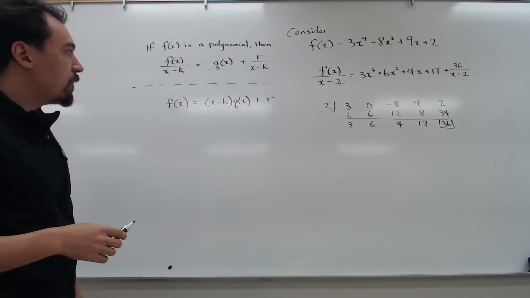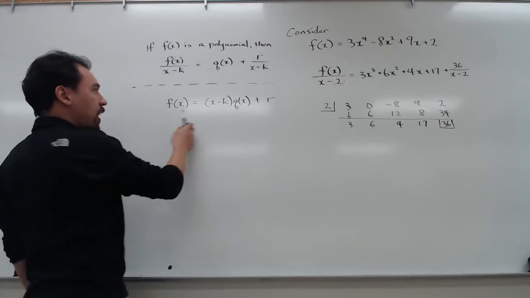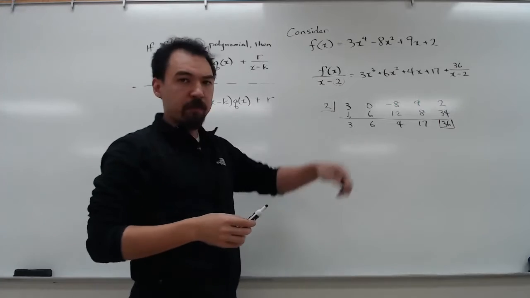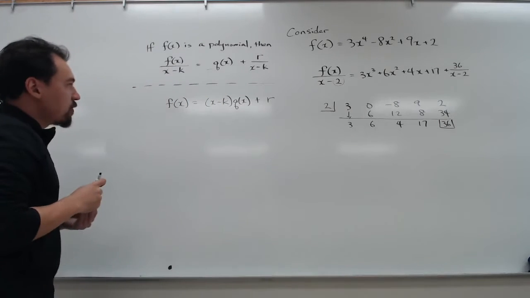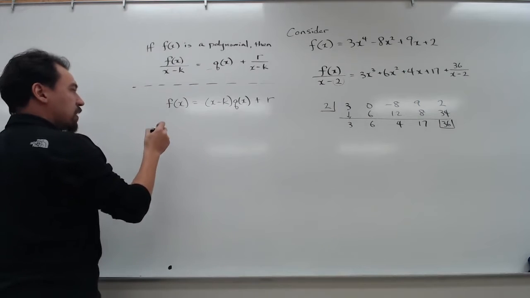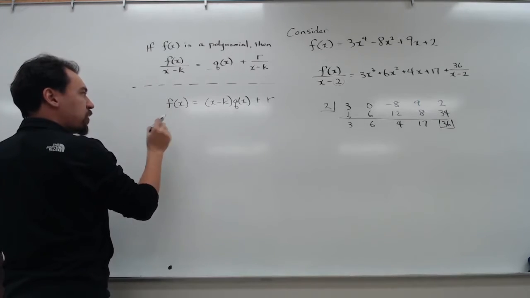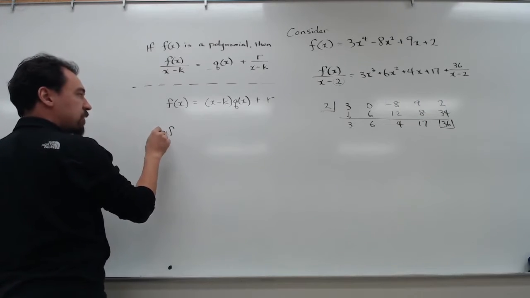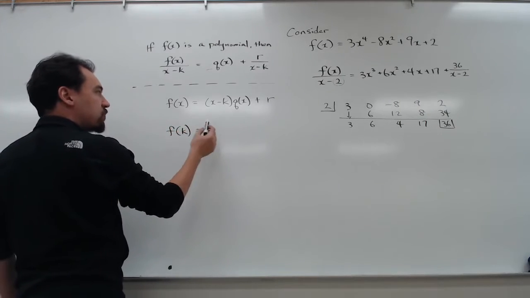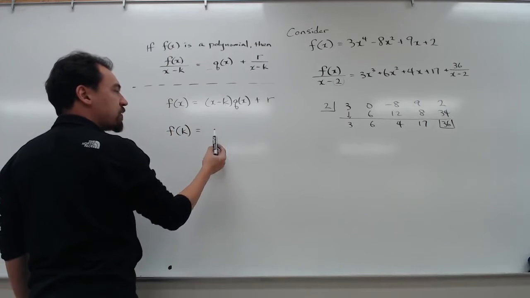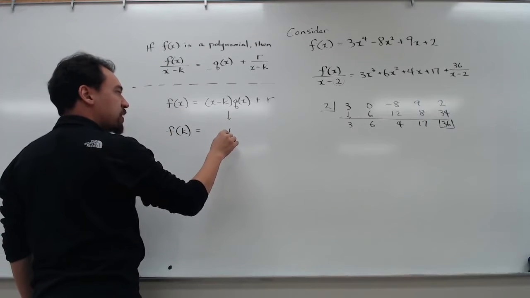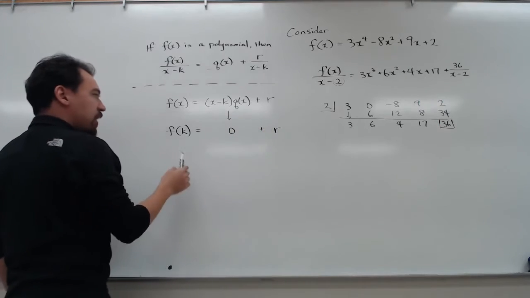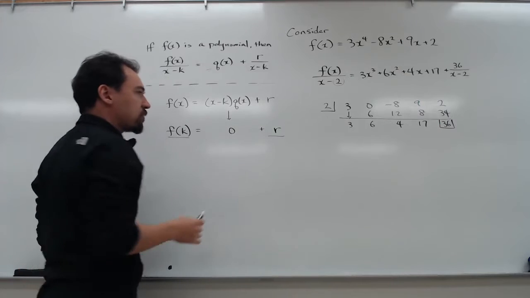Okay? Now, from here, I want to take this r and focus really closely on that, because that r represents the remainder, evidently. Now, what if I made the claim that I could plug k in for the x? So this number k, I'm going to try to plug it in for the x. And I would claim that f of k is equal to, well, k minus k is going to be 0. So this whole thing is going to be 0 times anything is 0 plus r. And so then f of k would equal r.